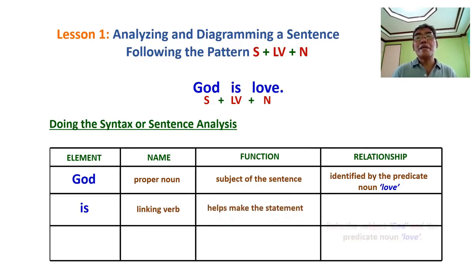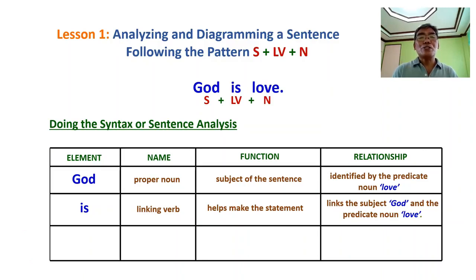This verb helps make the statement God is love, and its relationship to other words is that it links the subject God and the predicate noun love. This is our subject God, and our predicate noun is love. These two words are linked by our linking verb is. In other words, the sentence could not express its idea without using the linking verb is.